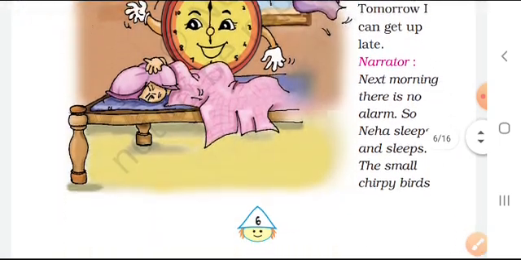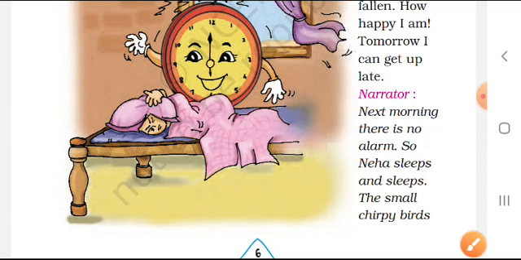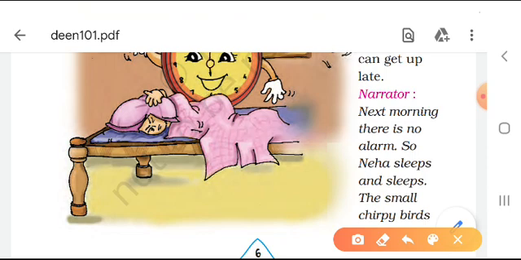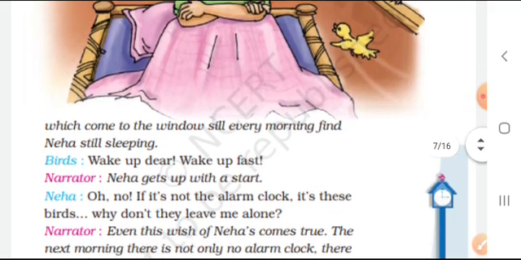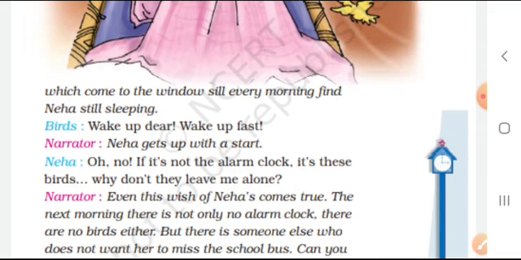Now, the next line is from the narrator's mouth. Next morning there is no alarm clock, so Neha sleeps and sleeps. The narrator is saying that in the next morning there is no alarm clock, so that is the reason Neha is sleeping, sleeping, sleeping. So it's a time to sleep for Neha, but the small chirpy birds which come to the window sill every morning find Neha still sleeping.